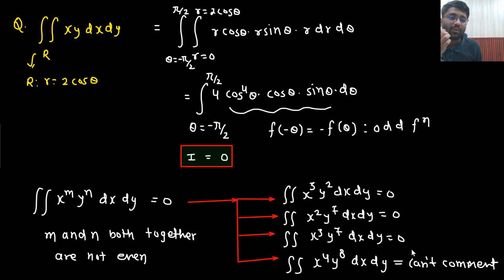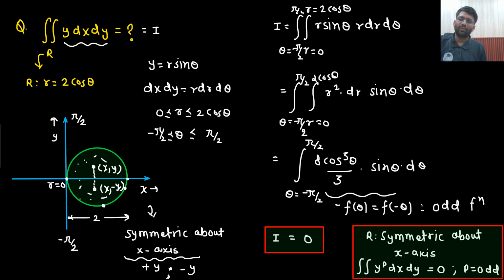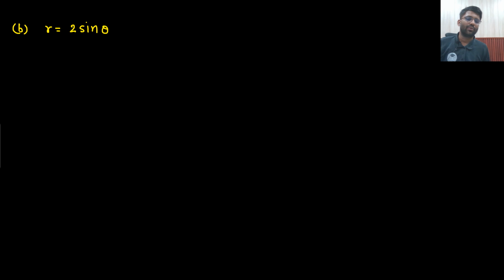No matter how tough they frame. Understandable? Let's go to the next one: r equals 2 sin theta. The whole analysis you will do on your own, whatever analysis we have done here. Everything you can do on your own. I don't even need to explain.